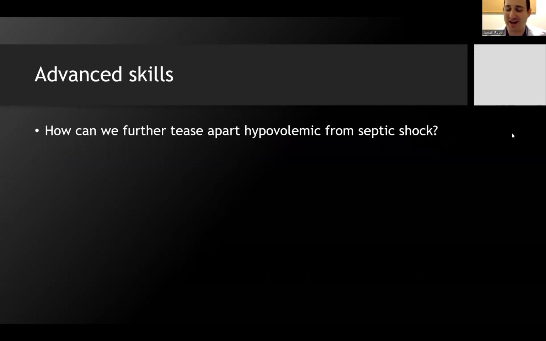In a septic patient, you're going to have systemic vasodilation. They'll be warm. If a patient's hypovolemic, then they'll probably be hypoperfusing, so that's a great point, and you have cool extremities. Your lactate will be difficult to determine.